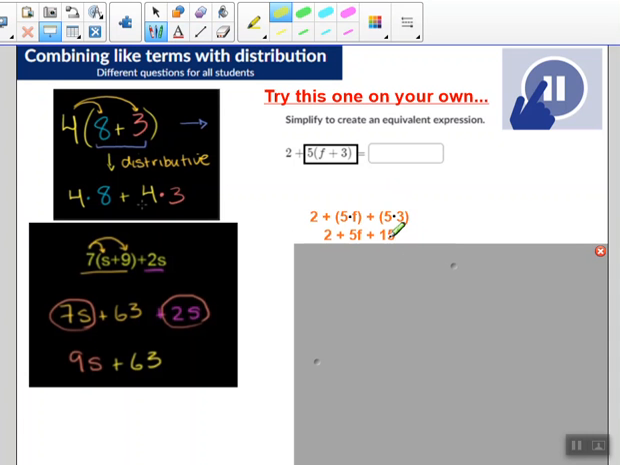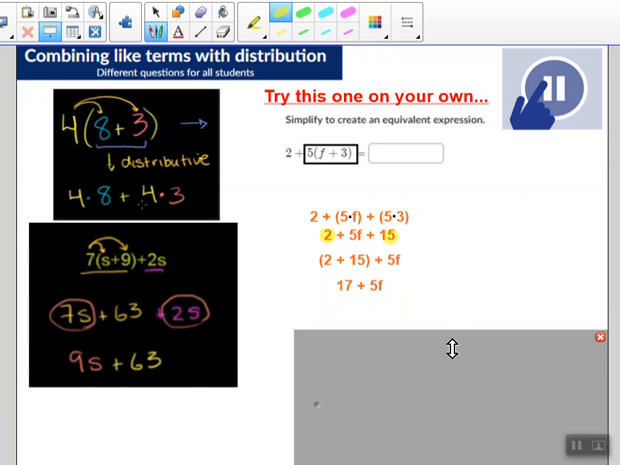Now we want to combine terms, and I have a constant here, and I have a constant there, and the whole problem is addition, so I want to combine those by adding 2 and 15. So I get 17 plus 5x. Okay, that is where I end up.